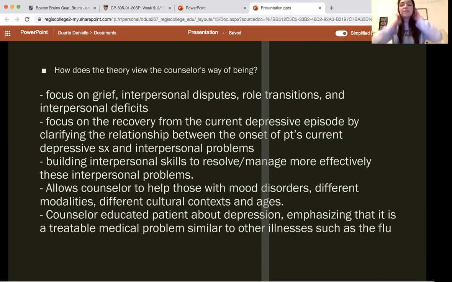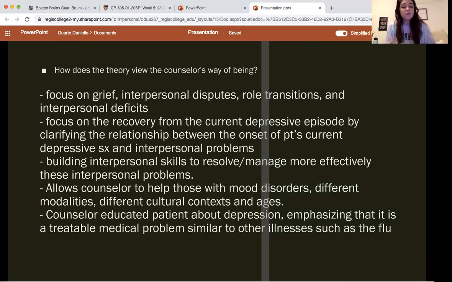So I kind of view this as what the counselor focuses on, what they want to establish with their patient or client, and their main focus is on grief and interpersonal disputes, role transitions, and interpersonal deficits. Those are the four main components that make up IPT. So a lot of interpersonal disputes, trying to figure out one's sense of self and who one wants to be as a person, can cause a lot of depressive symptoms.